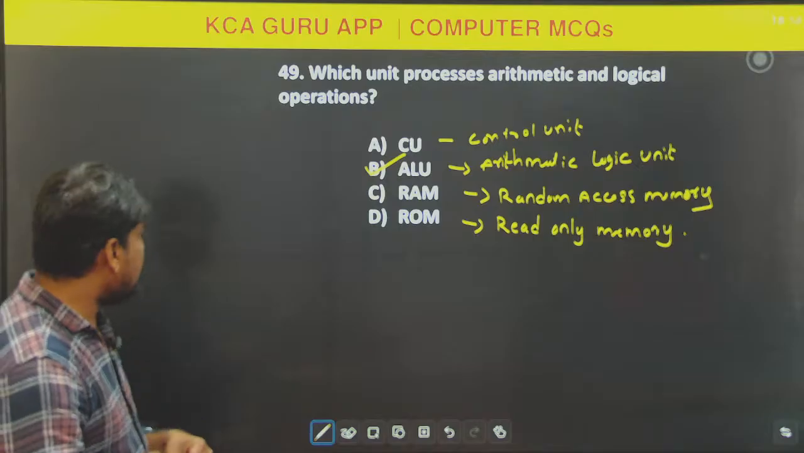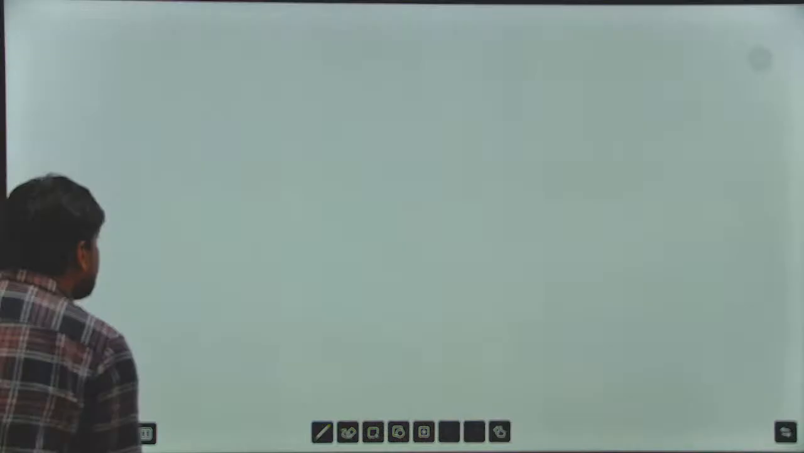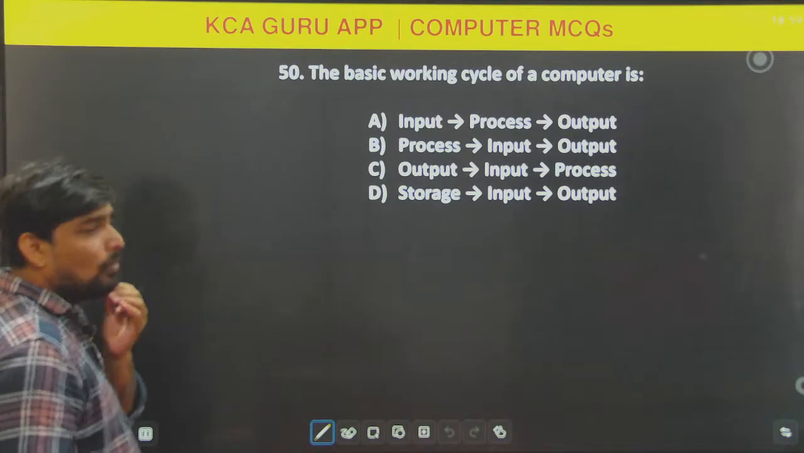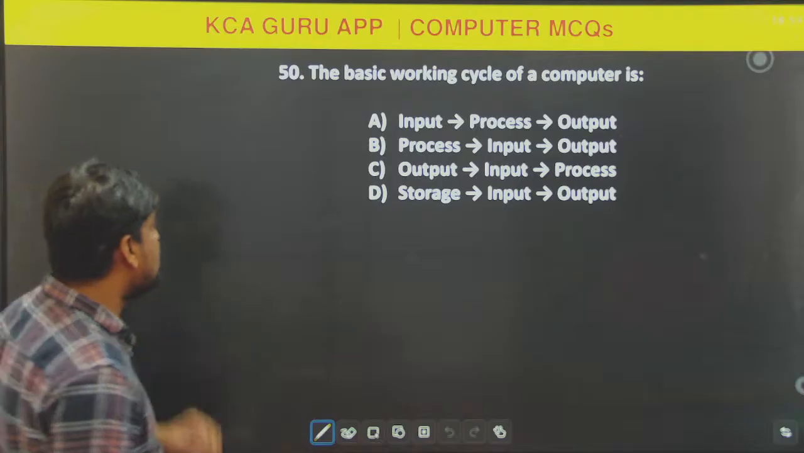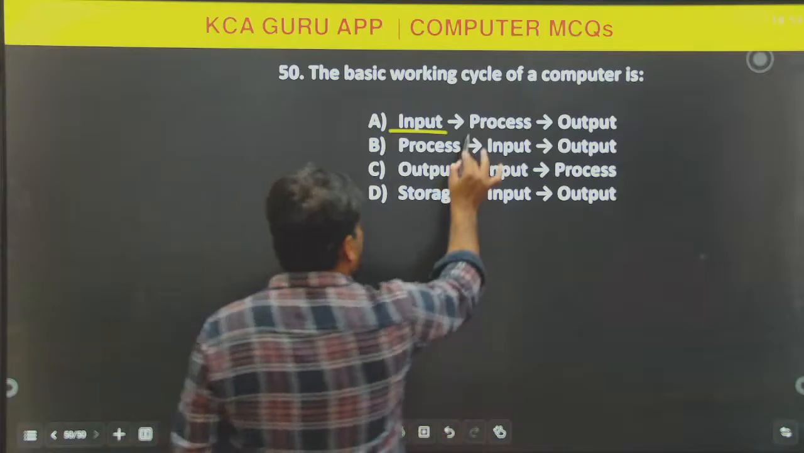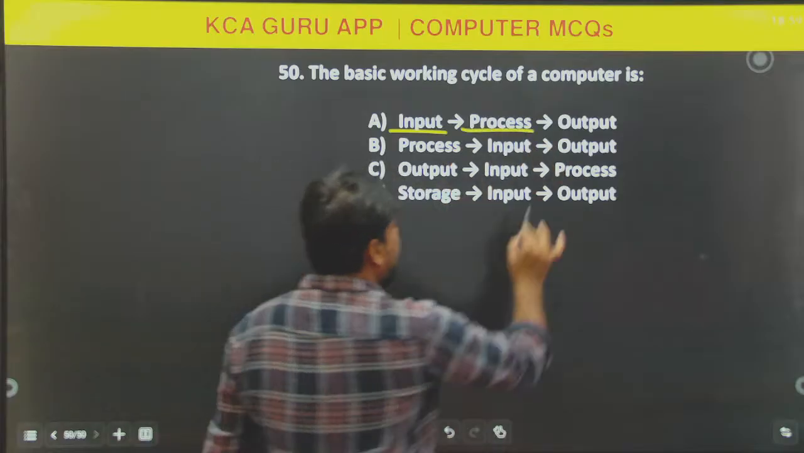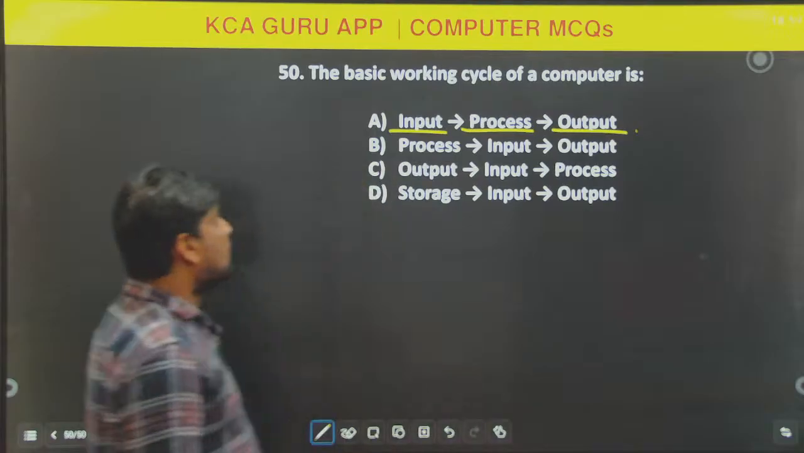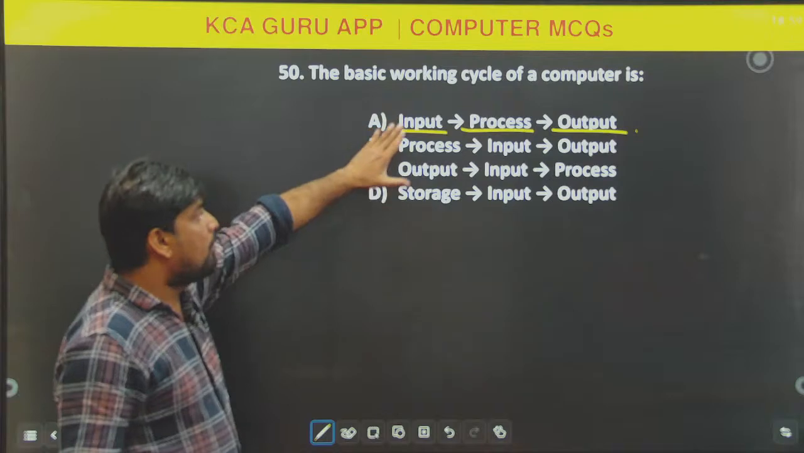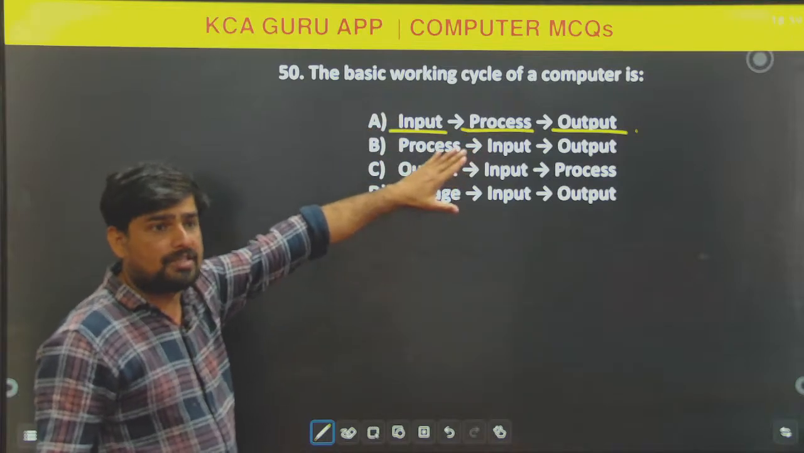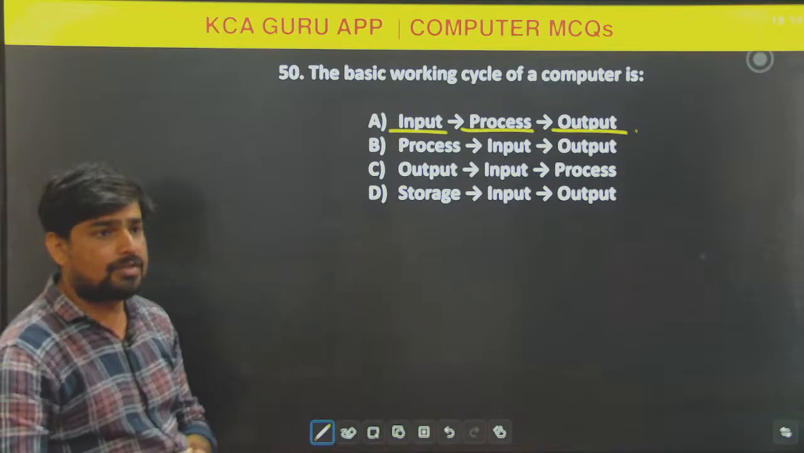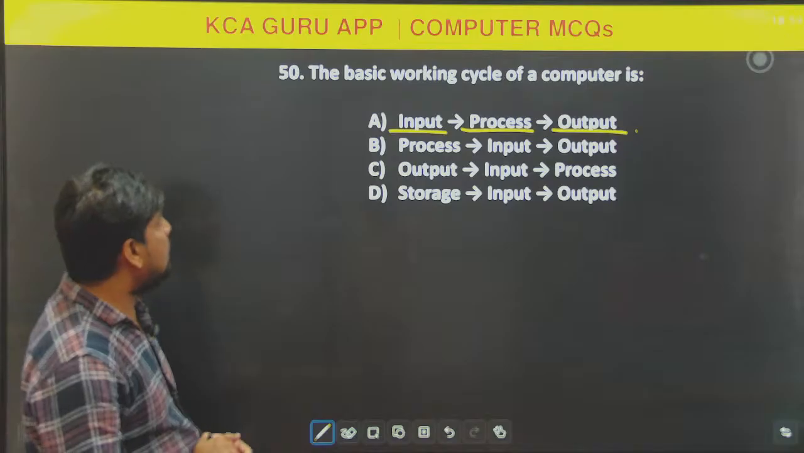Yes. So I think the last question. The basic working cycle of the computer. How does a computer work? What is the cycle? First, it takes the input, then processes the information, then gives an output. This is the working cycle of a computer: input, process, and output. This is the basic working cycle of computers. So these 50 questions are solved in this session.